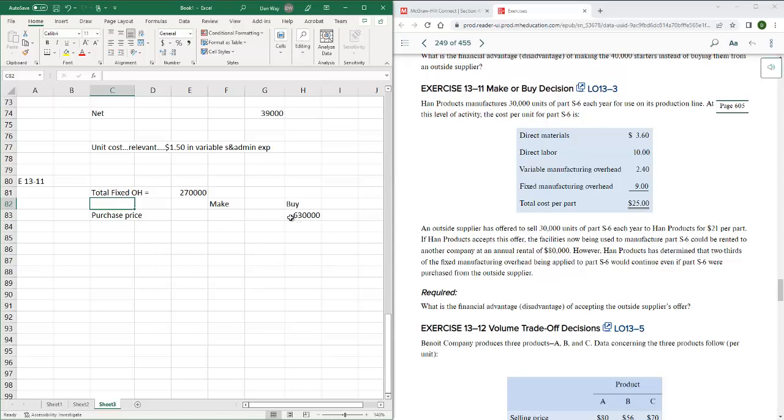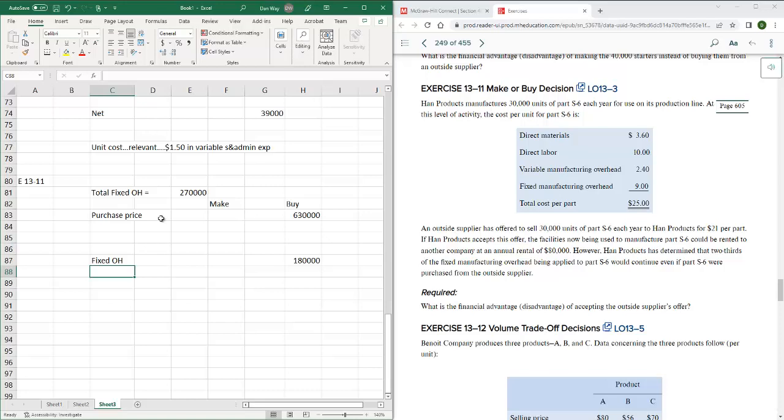So if we buy from the outside supplier, we're still going to incur some of that fixed overhead, 2/3 of it, in fact, times the $270,000, or $180,000. Now that's it if we buy from the outside supplier.